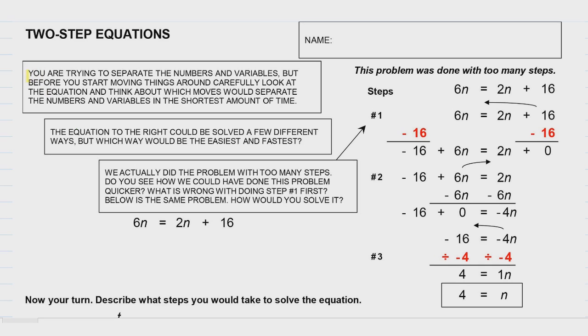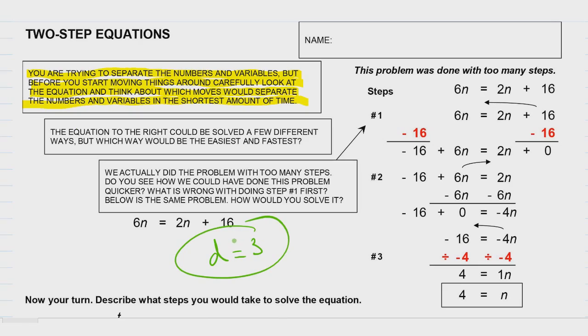It says right here, you are trying to separate the numbers and variables. But before you start moving things around, carefully look at the equation and think about which moves would separate the numbers and variables in the shortest amount of time. In other words, you have an equal sign and you're trying to keep a variable, let's say like d, and a number, let's say 3, on opposite sides of the equal sign. So when you're finished solving the equation, it should look something like this.